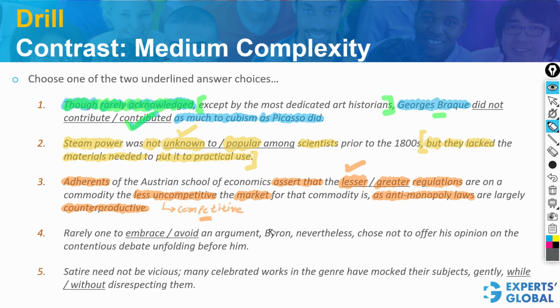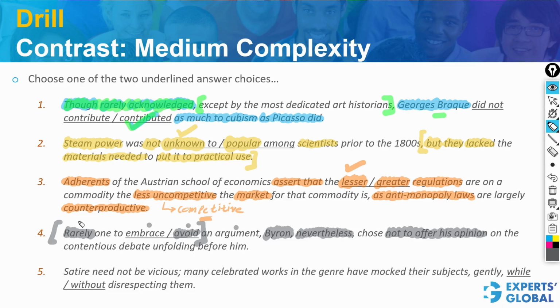In the fourth sentence, we need to determine whether this person rarely embraces or avoids arguments. Here we see a contrast, nevertheless, and therefore this time he acted differently from how he generally acts. This time he did not offer his opinion. That means this time he avoided an argument. That means generally he embraces an argument. So we want to say through this part here that he generally embraces an argument, but see we have a rarely here. Therefore, if we want to say embrace, we must choose avoid. Rarely one to avoid an argument, which means generally one to embrace an argument.